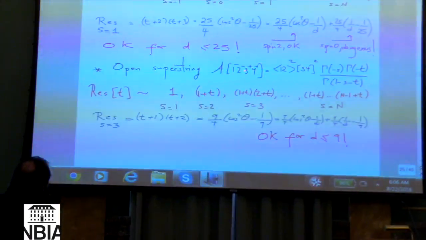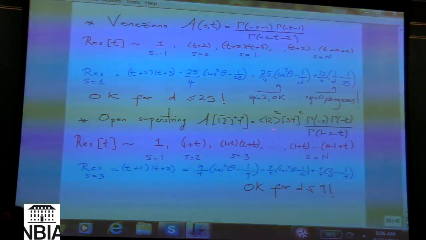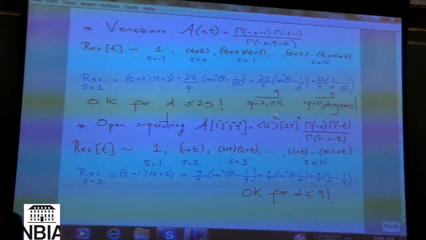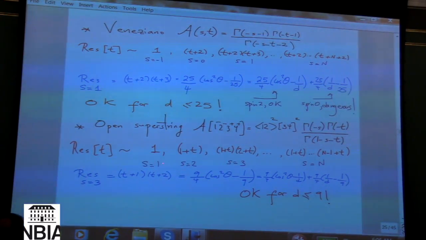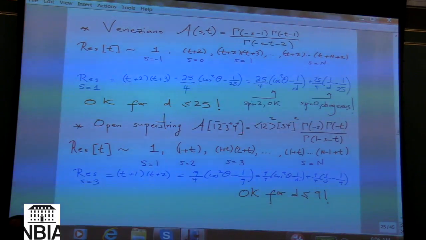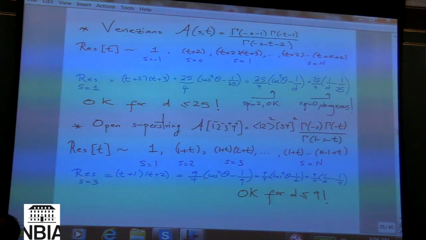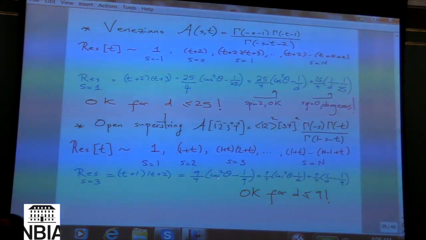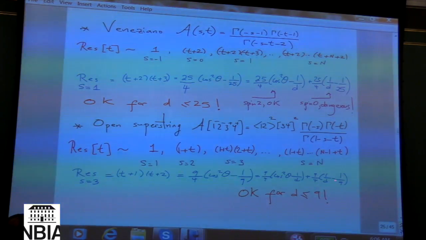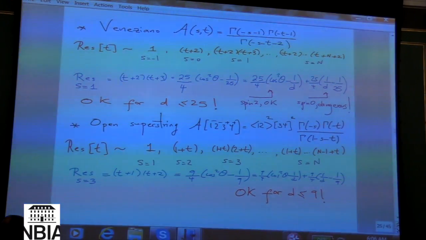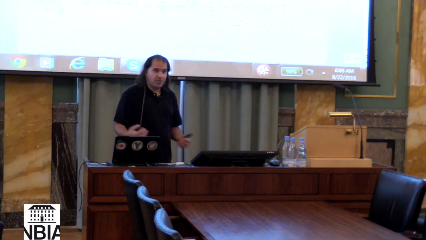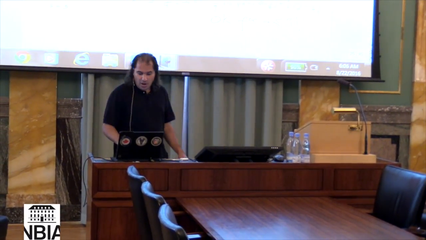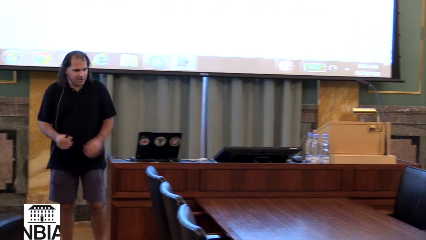There's the analogous thing for the open superstring. Once we factor out the helicity pieces, it's very similar. Here's what the residues are again. Again, the first interesting thing comes when the residue is quadratic. And when I look at the residue at s equals 3, it's 9/4 cos squared theta minus a ninth, which decomposes in the same way. And you see that it's OK for d less than or equal to 9. But already you see that it's non-trivial that this works at all. It puts a restriction on the dimensionality of space.